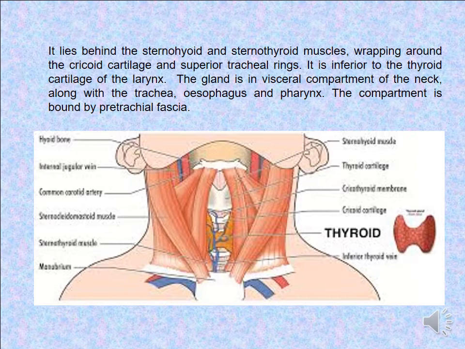The compartment is bound by pretracheal fascia. حقيقة هي من ضمن pretracheal fascia اللي تحيط الاسophagus and trachea and the pharynx and all that surrounding in the neck.